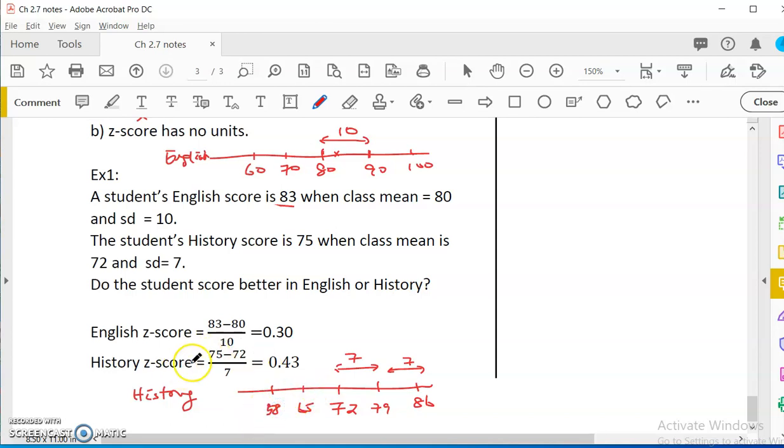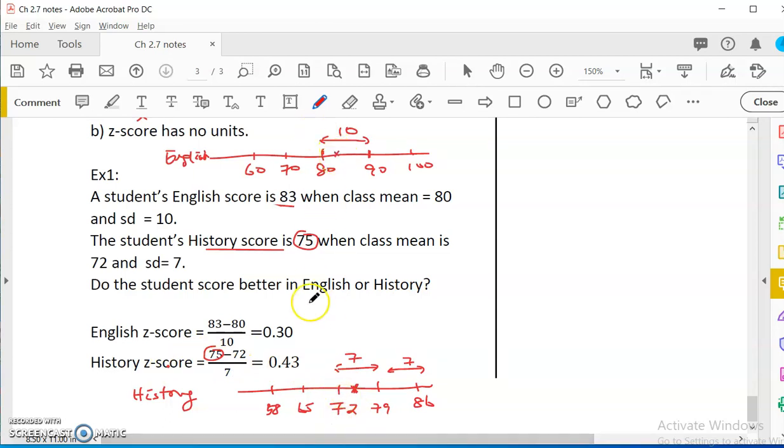Right? But this person's score is, this is X. The student's history score is 75. So we put it here, but where should I put it? So this is 3 away from 72. But I should put it right, almost in the middle, right? Because 3 away out of 7 is 0.43. So we would say the history z-score is 0.43.